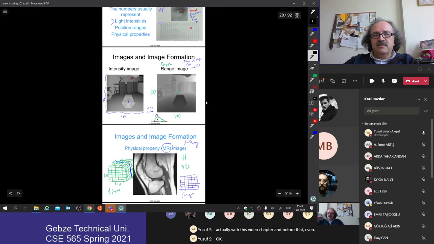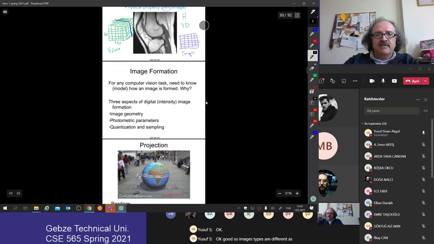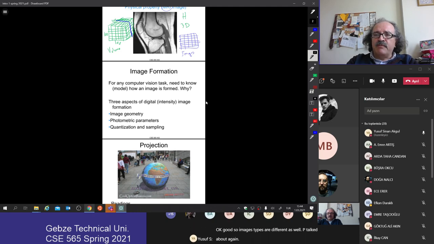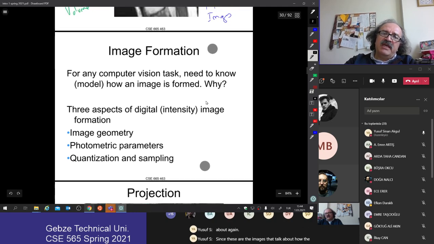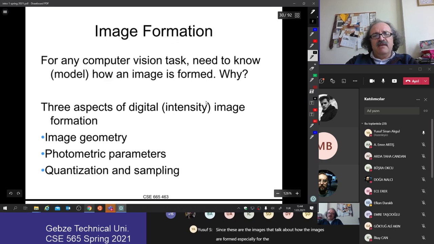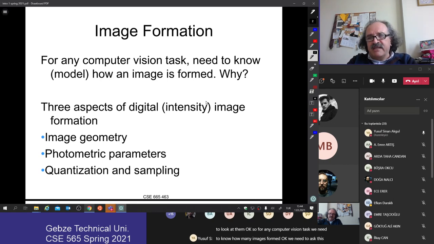Okay, good. So image types are different. That's what we talked about. Again, since these are the images, let's talk about how the images are formed, especially for the intensity images. We are going to look at them. For any computer vision task, we need to know how an image is formed. We need to ask this question to ourselves: how can we model this?